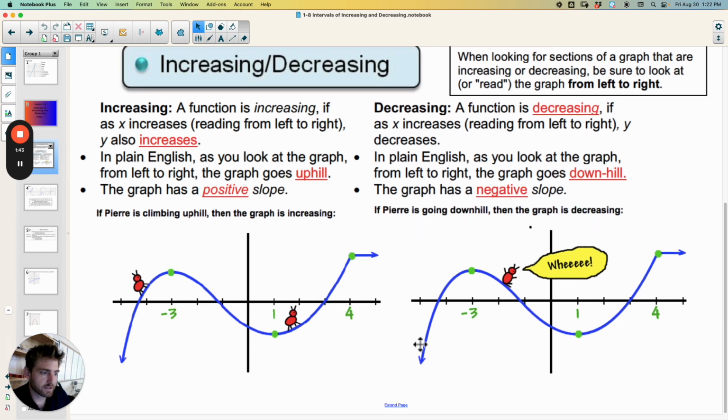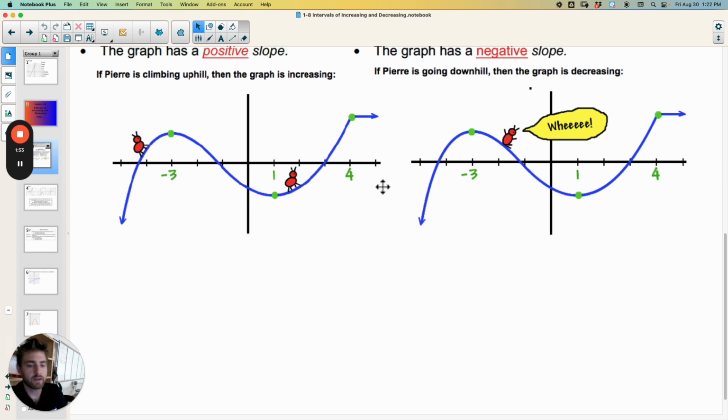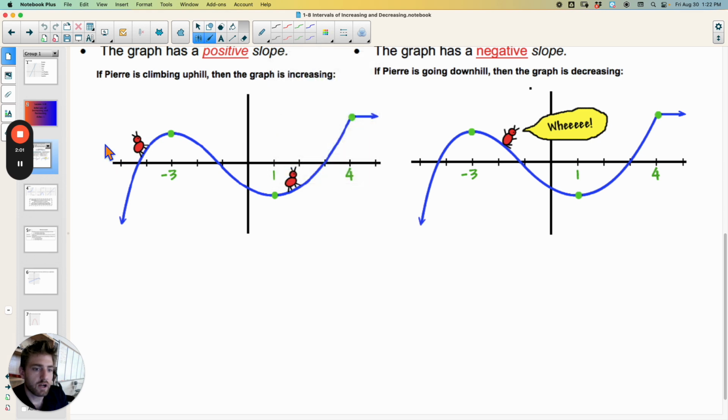All right, so let's look at our example here with our little guy, Pierre. Looks like he's a little ant. First off, as I did in the last video, I always like to label the left-hand side of my axis as negative infinity and the right-hand side as positive infinity. So as Pierre moves from left to right here, he's constantly moving up until he reaches this point right here. This is really important for us to understand.